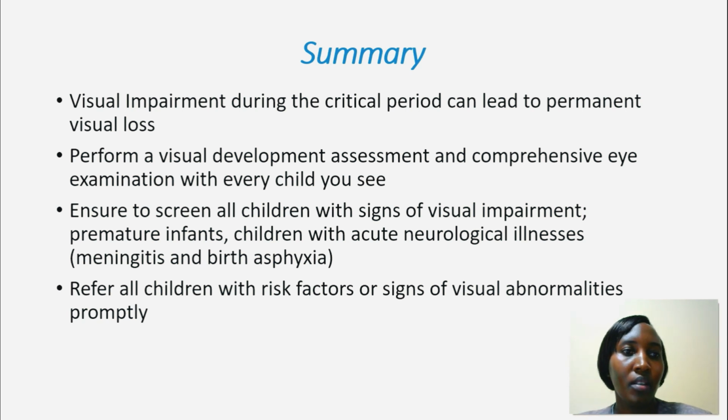So in summary, visual impairment during the critical period can lead to permanent visual loss for the rest of life, and therefore it is important to perform a visual assessment and a comprehensive eye examination with every child. We should also ensure that we screen all children with any sign of visual impairment, and especially premature infants, those with neurological problems such as meningitis, or any other child with signs of poor vision or eye issues. They need to be screened and referred promptly.